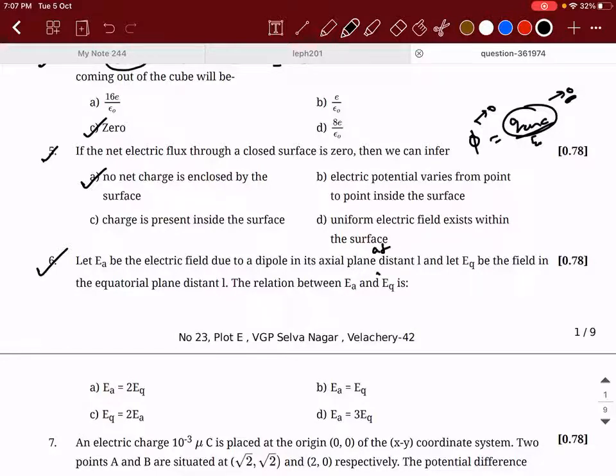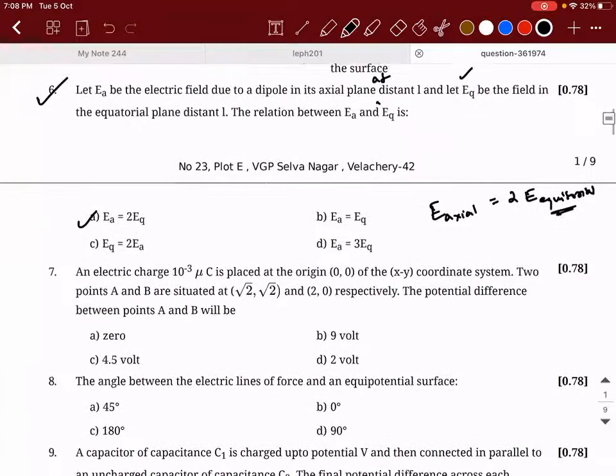Sixth one. If EA be the electric field due to the dipole in its axial plane at a distance L, and EQ be the electric field in the equatorial plane. Option A, sir. Electric field along the axial line is equal to 2 times the electric field along the equatorial line. Correct? So option A is right.